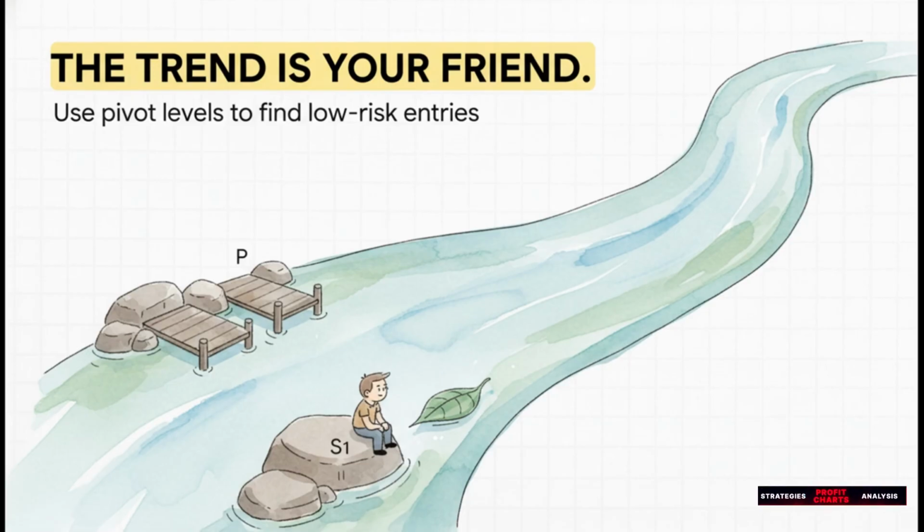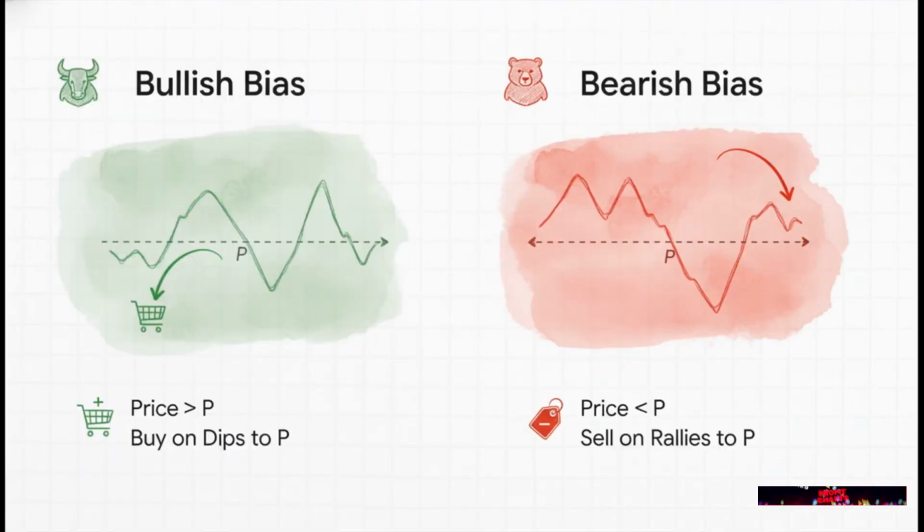Our third play is all about combining pivots with one of the oldest sayings in trading: the trend is your friend. This strategy uses the pivot levels to find really low-risk spots to hop on a trend that's already moving. And it's just plain logical, right? If the price is spending all its time trading above the central pivot point, the market's obviously got a bullish bias. So instead of chasing prices higher, you just patiently wait for the price to dip back down to a known support level, like the main pivot itself, and look for your buy signal there. You're basically buying the trend on sale.